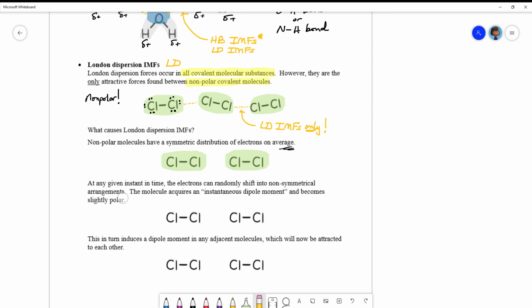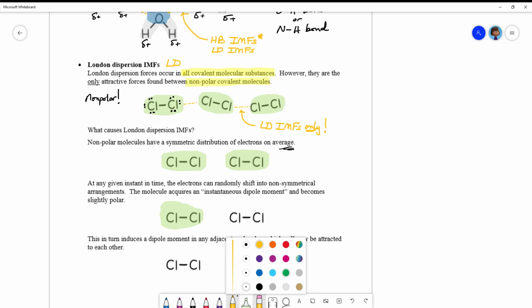And if that happens, that molecule, which was nonpolar before, acquires what is called an instantaneous dipole moment and becomes very slightly polar. So for example, let's take this chlorine molecule. This chlorine molecule's electrons may randomly shift a little bit to the left. So if they shift a little bit to the left, well, now we have our asymmetric distribution of electrons. Let's try drawing this. So now we have an asymmetric distribution, but it's only for that instant in time.